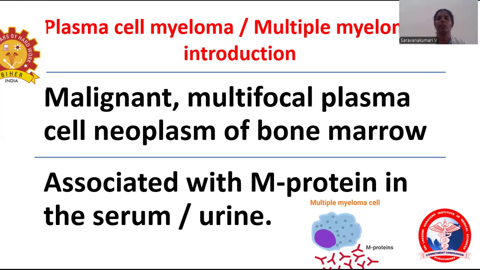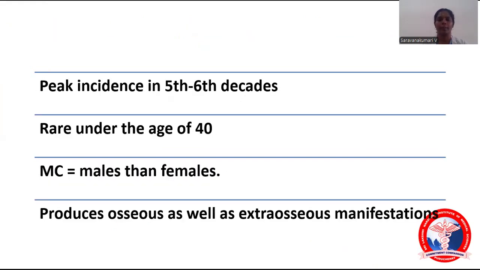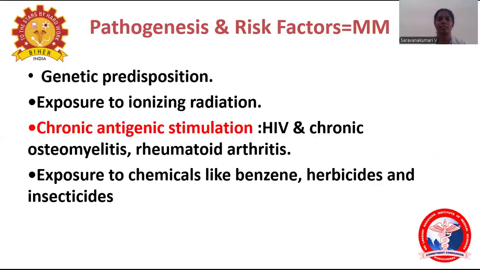So, hope you are convinced with the introduction. If the introduction is asked, you should tell that it is a malignant multifocal plasma cell neoplasm of bone marrow, and it is associated with M protein in the serum and urine. Multiple myeloma has a peak incidence in the 5th to 6th decades, and it is rare under the age of 40 years. It is more common in males compared to females. It produces both osseous and extra-osseous manifestations.